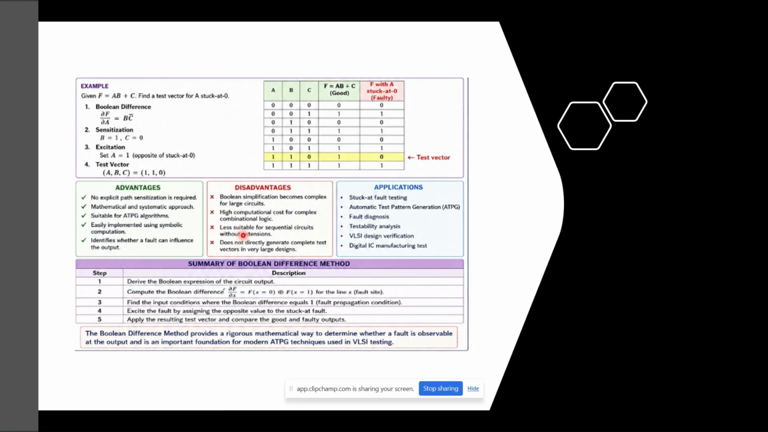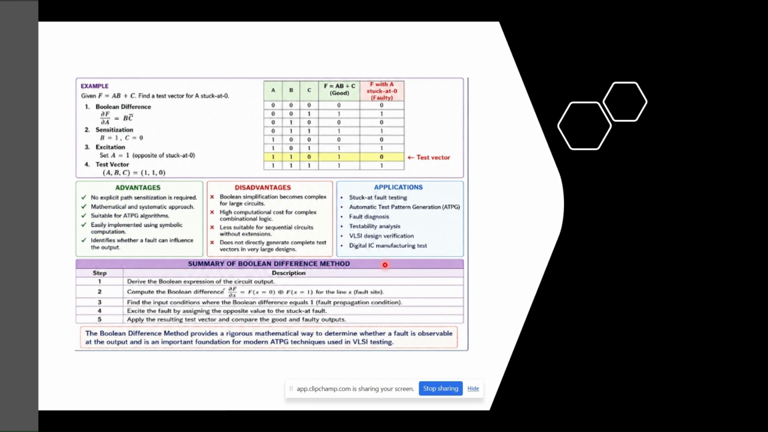The disadvantage is that it is good for combinational circuits, but not suitable for sequential circuits and large circuits. It is used in many applications, like stuck-at fault testing, automatic test pattern generation, fault diagnosis, testability analysis, design verification, digital IC manufacturing test, etc. Okay, I hope you got a basic idea about the Boolean difference method.